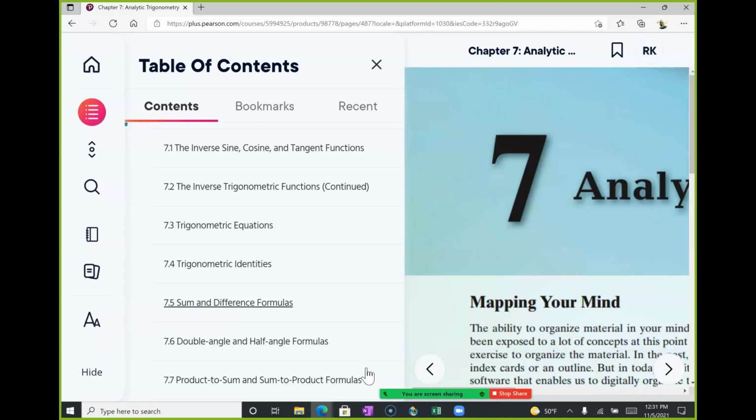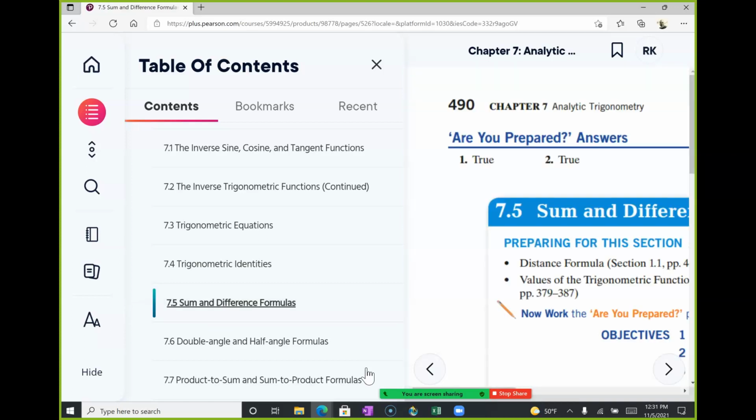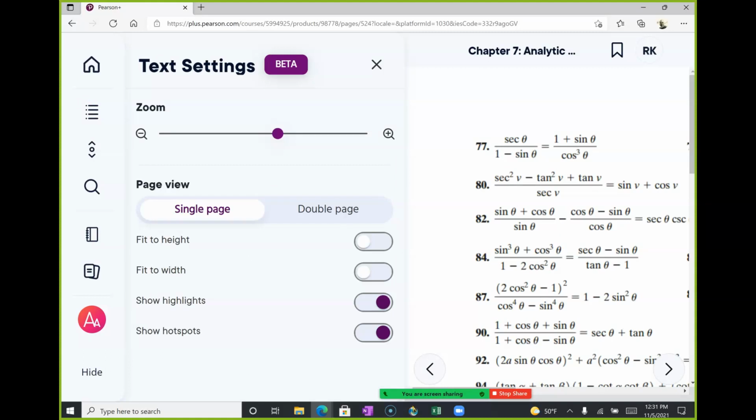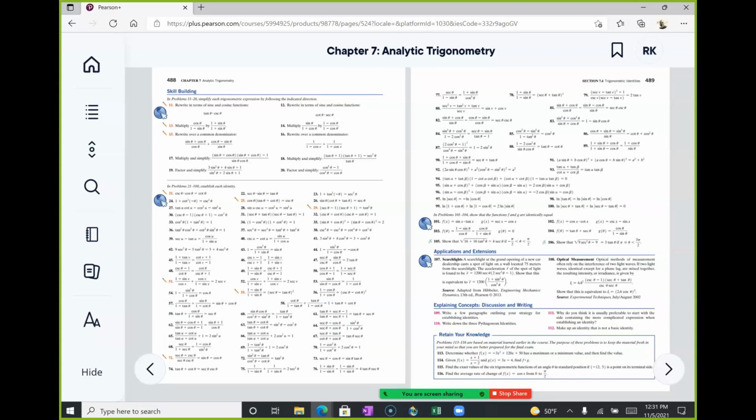Let's take a look at our problems for 7.4. Now, there's going to be no homework for 7.4 in MathXL because it doesn't make sense. What we're going to be doing are things called proving trig identities. So 7.4 is all about proving trig identities. The book calls it establishing a trig identity. Same thing. You're just going to verify that it's true.